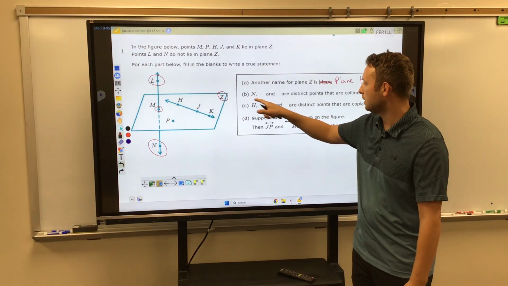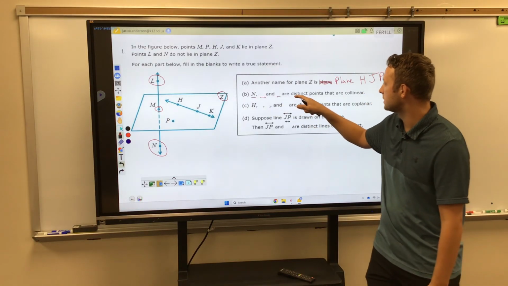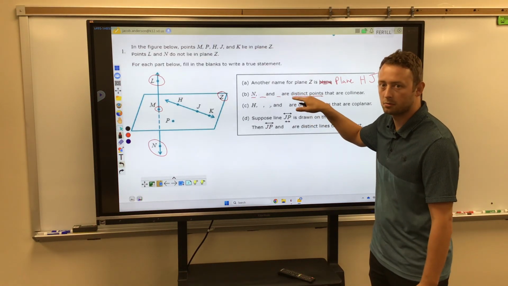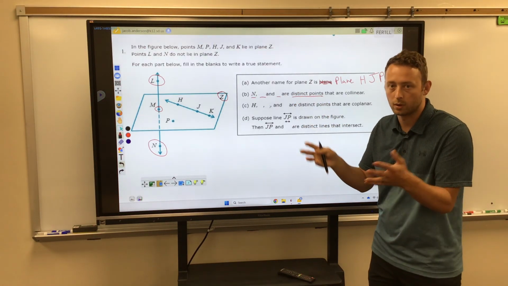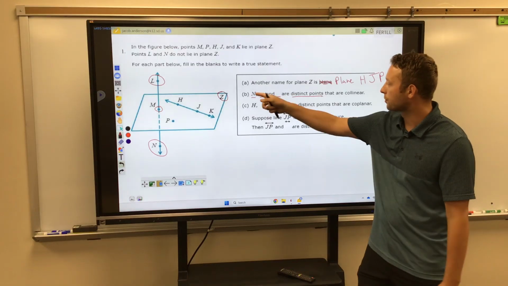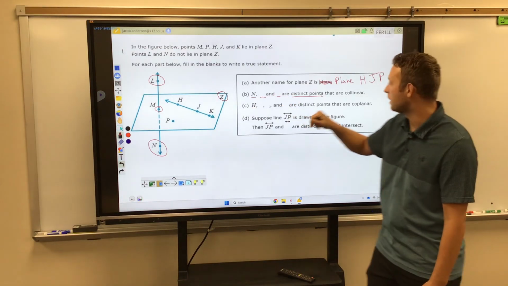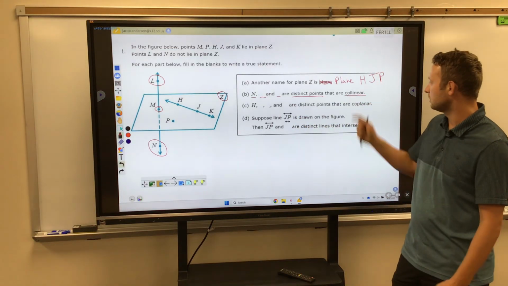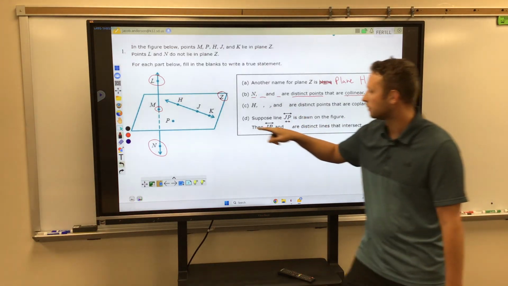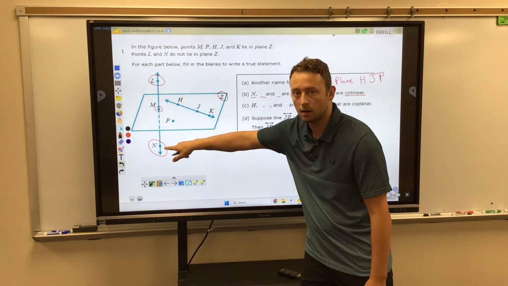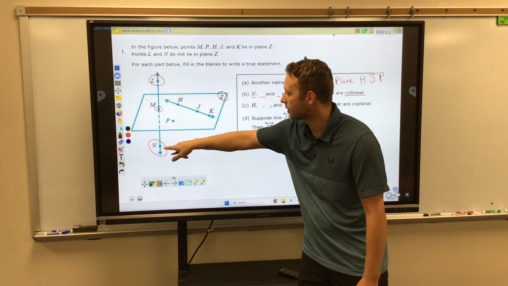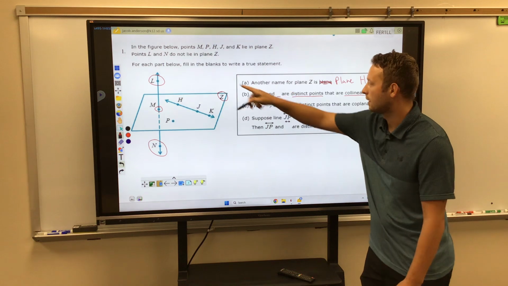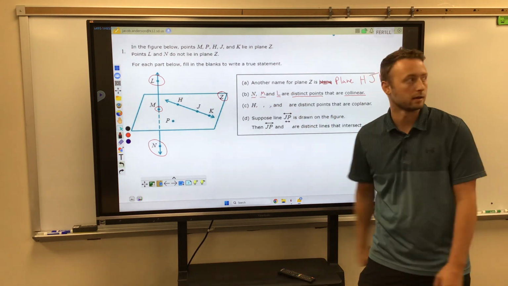Next one, it says N, blank, and blank are distinct points that are collinear. Distinct, don't get too carried away with this. Distinct just means different points, 3 different points. So I need 3 points, one of them is already given to us, N, that are collinear. So what other points are on the line, collinear, with N? Where's N located? N's right there. So what other points do you see that are on that line? I'm seeing M and L all on the same line.